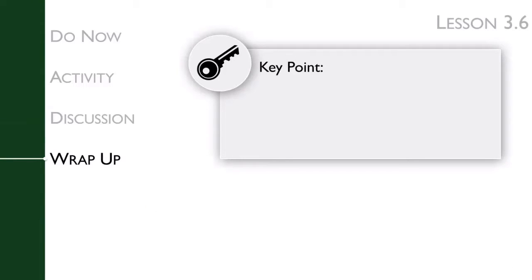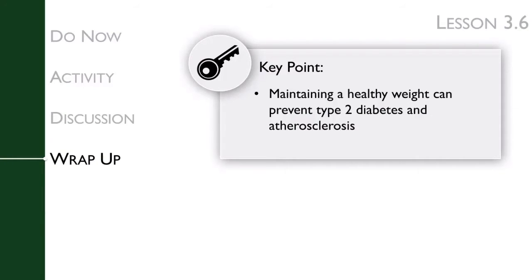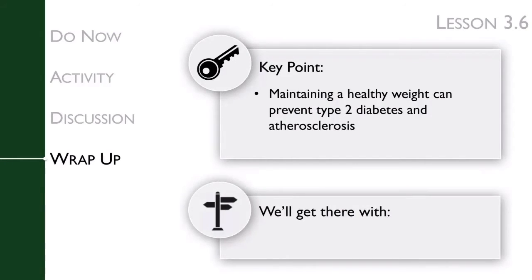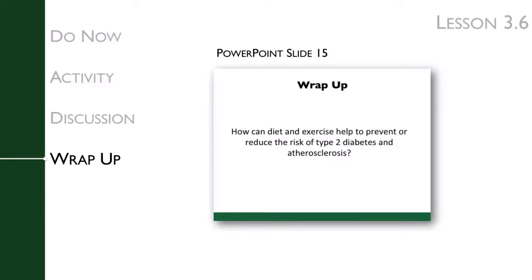The key point of this lesson's wrap-up is that maintaining a healthy weight can prevent type 2 diabetes and atherosclerosis. We'll get there by having a short discussion. Students should be able to link a healthy diet and weight back to the etiologies or causes of these diseases.